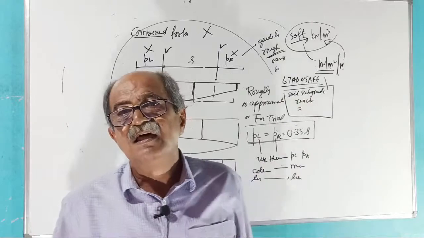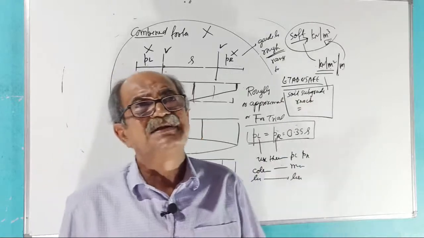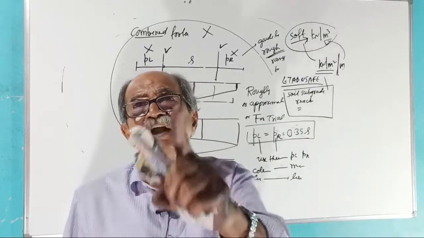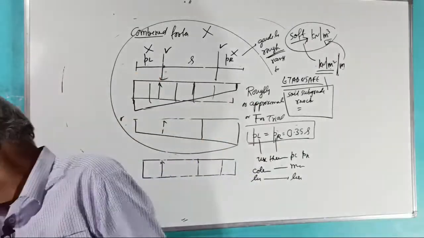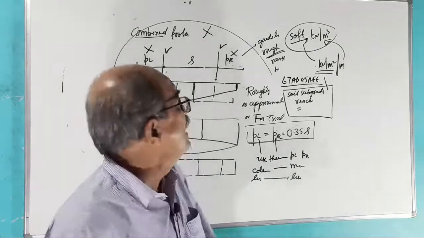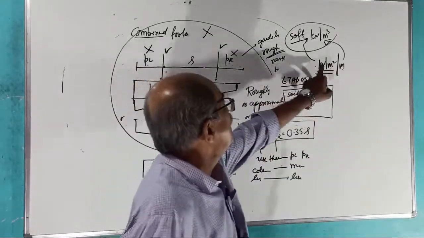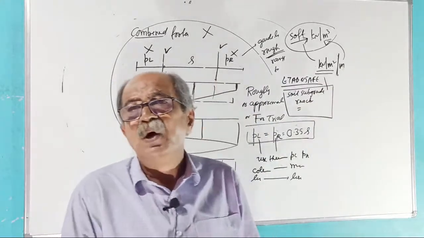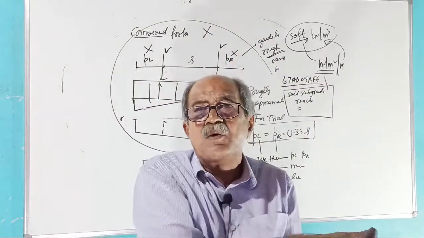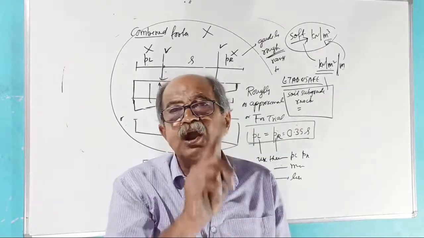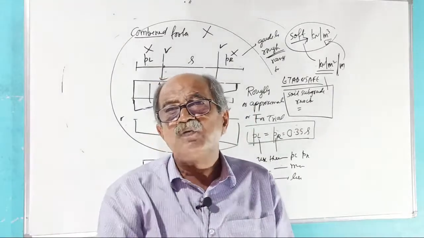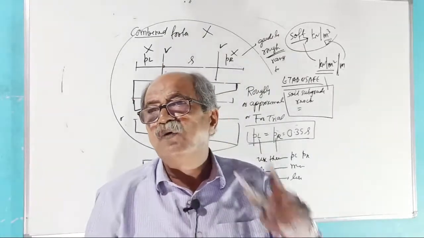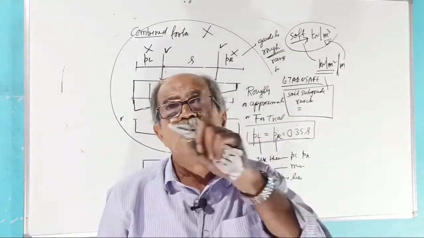Slowly I will tell. Soil subgrade reaction is the pressure required for unit settlement. Or if you tell soil subgrade reaction in kilonewton per meter square per meter, it is the pressure required on soil in kilonewton per meter square for the soil to settle by 1 meter. For the soil to settle by 1 meter.